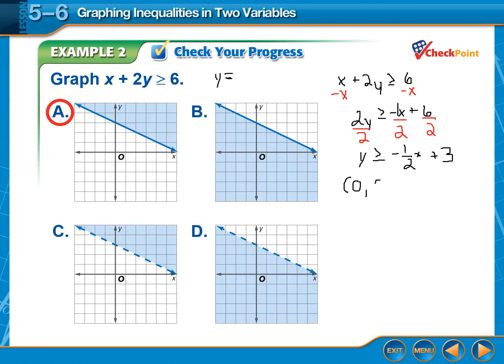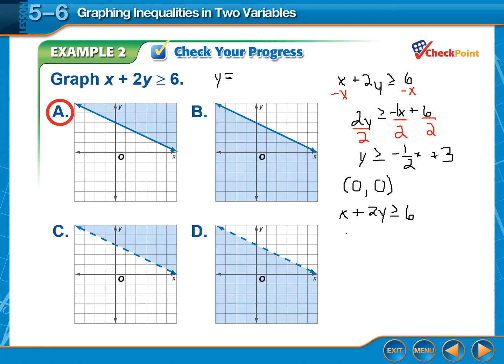And again, because our inequality here includes a fraction, I don't have to use it. I can use my original one: x plus 2y is greater than or equal to 6. So if I take x plus 2y is greater than or equal to 6, and I replace x and y with zeros, what do I get?